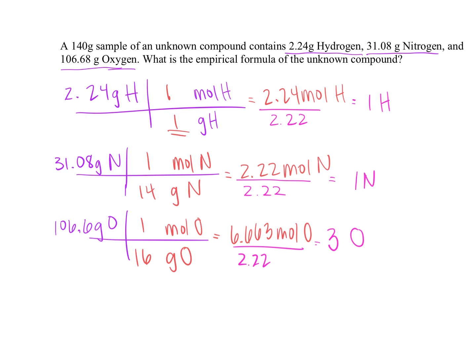We can't have a half of an oxygen atom, right? We want this step to come out at whole numbers. So that's why we don't round in our previous step. But when we do this division right here, we're hoping they come out in nice round numbers. And so at this point, now I can just build my formula. I need 1 hydrogen, 1 nitrogen, and 3 oxygens. So my formula is HNO3.